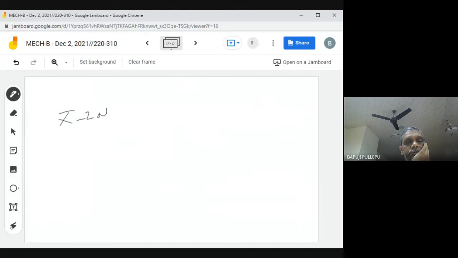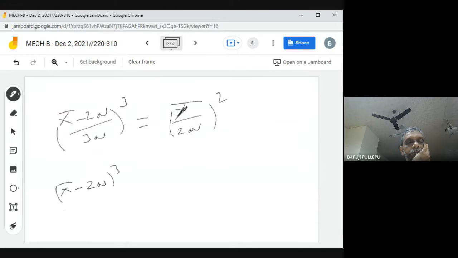((x bar minus 2a) by 3a) whole cube is equal to (y bar by 2a) whole square. Correct? Now if I simplify this, what I will get? (x bar minus 2a) whole cube by 27a cube is equal to y bar square by 4a square. Correct? This a square, this a cube cancel. So from this what I will get?